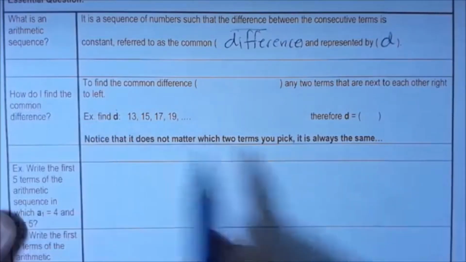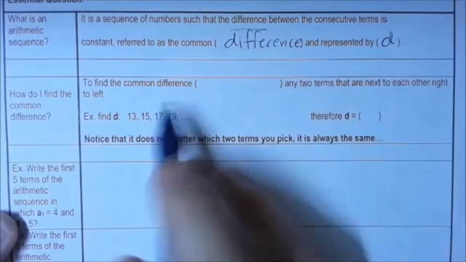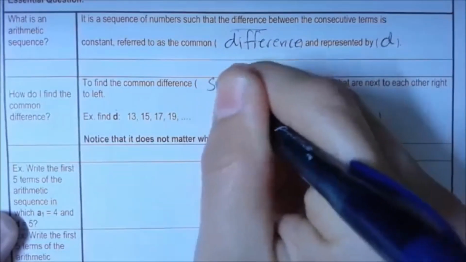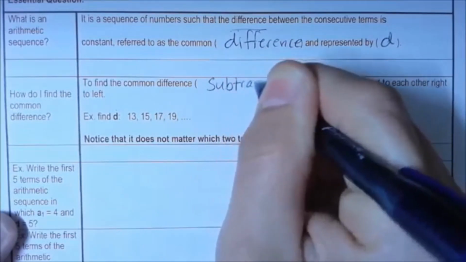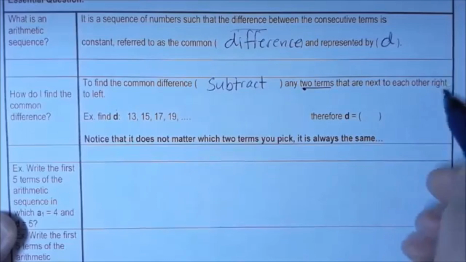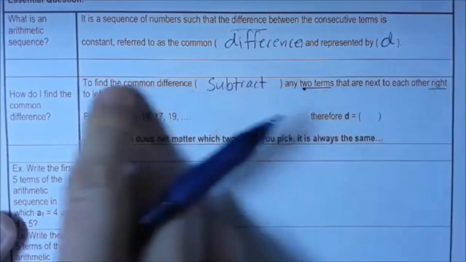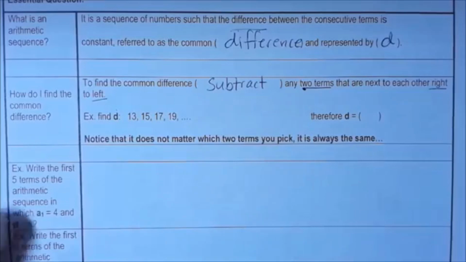Now, when we talk about how do I find the common difference? Well, to find the common difference, subtract any two terms that are next to each other, right to left. It is very important that you go from right to left. And let me show you what I mean.